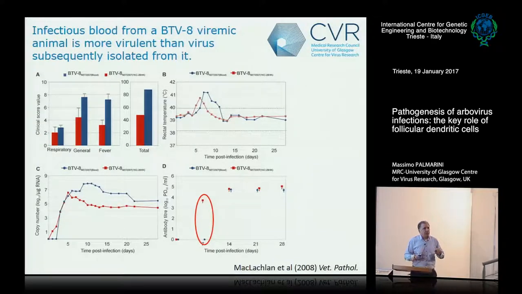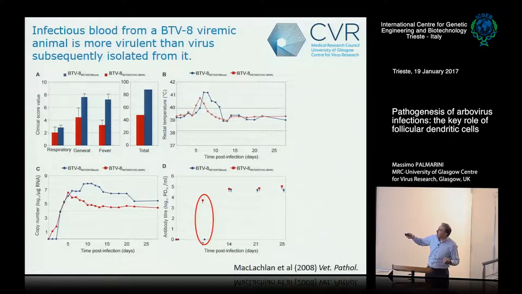And this is another system that I won't have the time to go into, but different people have observed that if you inject the virus directly from blood, so you just take the virus from a viremic sheep that has been naturally infected, take the blood, and infect the animal, the virus is much more virulent than if you take the virus, pass it in culture, and then go back into the animal. And this is, again, the same thing.